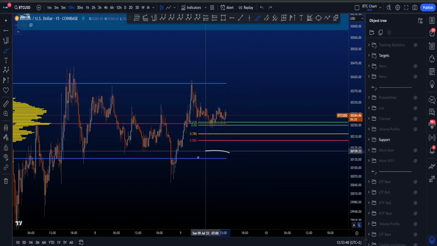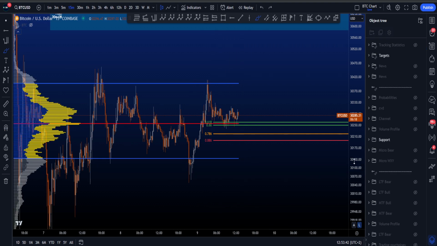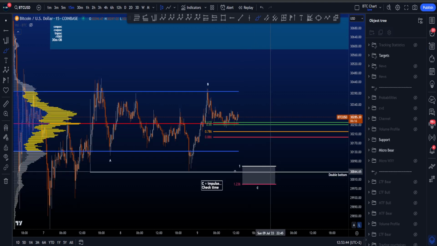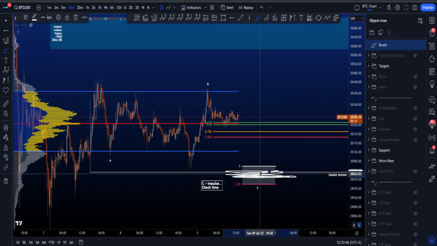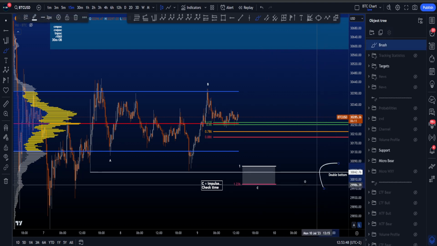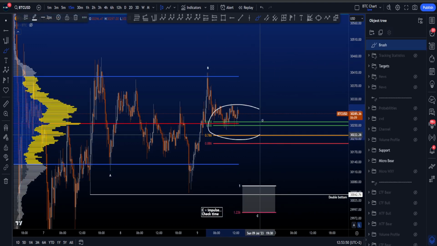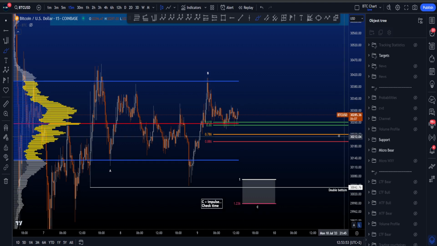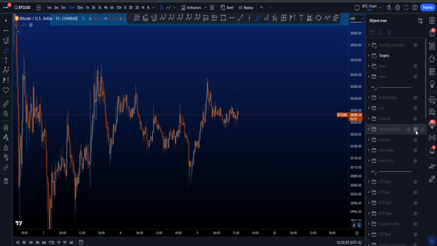But if price is going to go to the value area low, it is very close to reaching this area over here. So for me, the probabilities go up that we're going to take this double bottom. So actually where price is ranging right now is quite important for either the bullish or the bearish scenario.